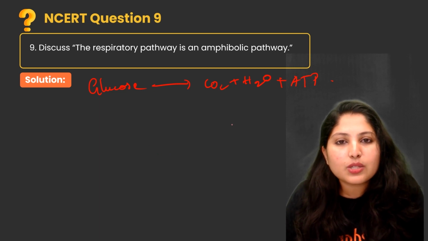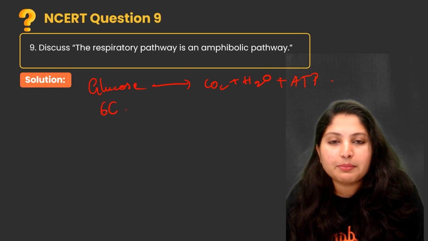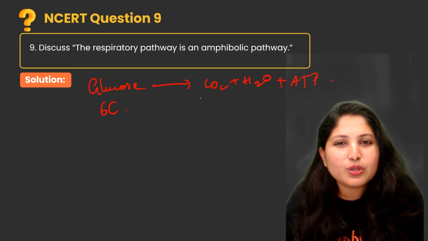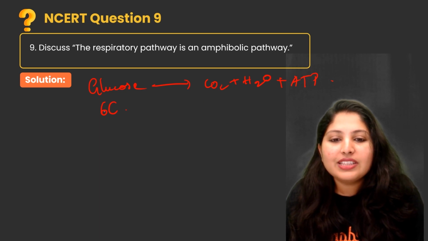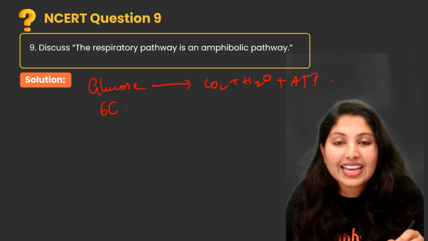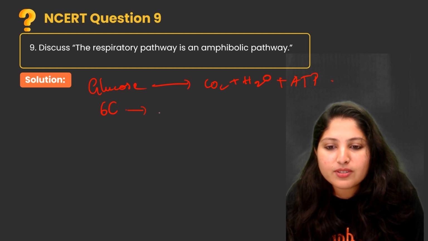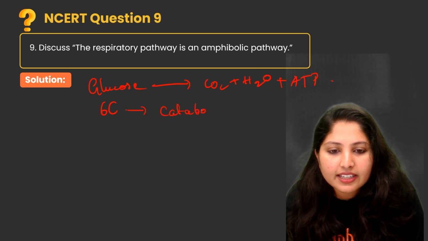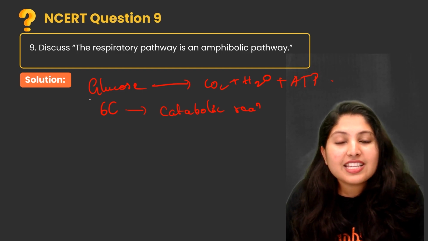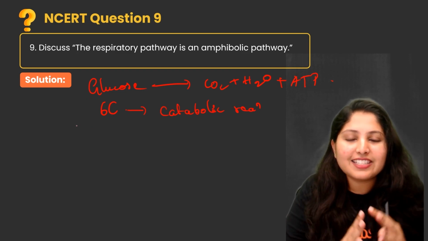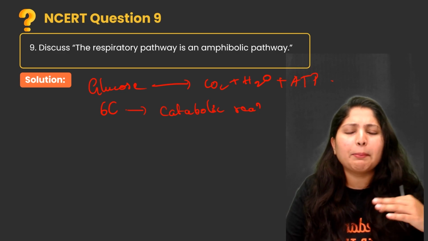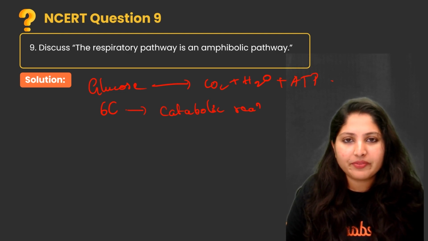So in this process, what is happening? A 6 carbon atom, larger molecule, is converted into smaller molecules. So this process is known as a catabolic reaction. Respiration is not a single step process. It involves many steps, and many enzymes are involved.